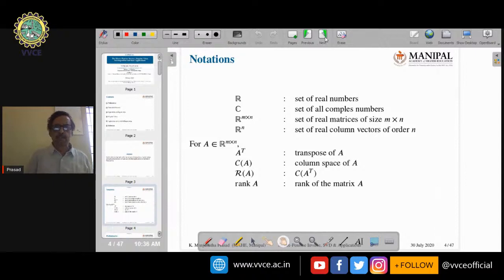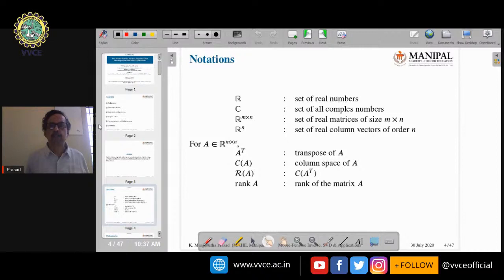These are the notations that I use. R is for the set of all real numbers, C for complex numbers, and R^{m×n} for the set of all m by n real matrices. R^n is the n-dimensional vector space, that is, the set of all real column vectors of order n. For a matrix A, need not be square, of size m by n, A^t stands for the transpose of A, C(A) stands for the column space of A, and R(A) for the column space of A transpose, or the row space of A. And I write the rank of A in this way.